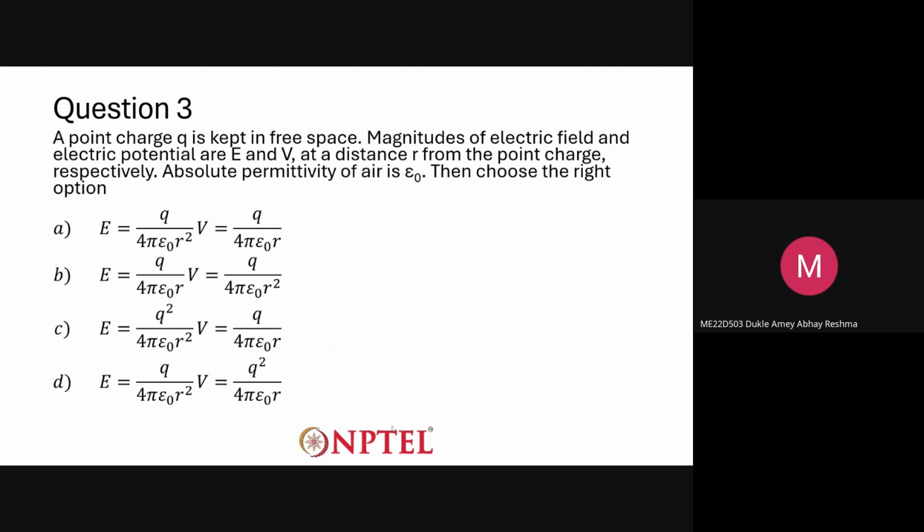In question three, a point charge Q is kept in free space. Magnitudes of electric field and electric potential are E and V at distance R from the point charge respectively. Absolute permittivity of air is epsilon naught. Then choose the right option. So basically we have to find the electric field and electric potential for the charge.